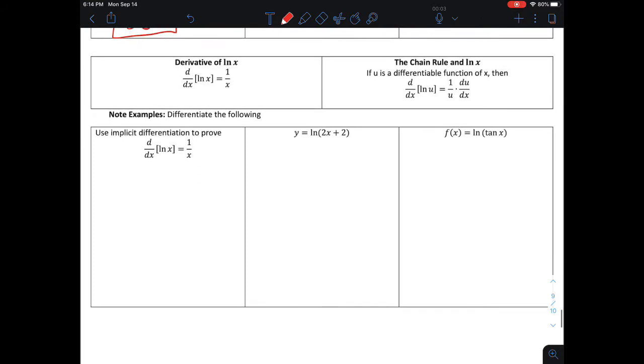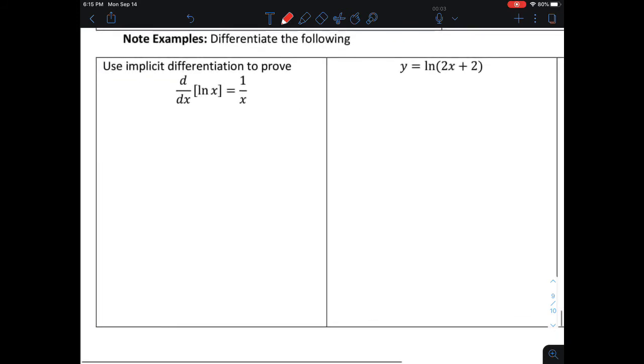Now let's look at the natural log of x. The derivative of the natural log of x is equal to 1 divided by x. Now if I had a function of x inside of the logarithm, I apply the chain rule, which is over here on the right-hand side. The derivative with respect to x of ln of u is equal to 1 over the inside times the derivative of the inside, so 1 over u times du over dx. And let's apply that to some examples.